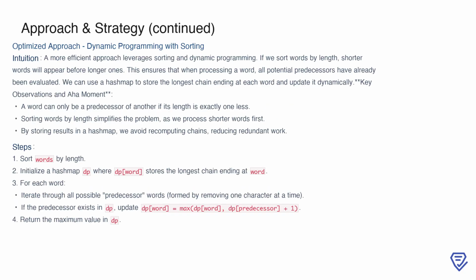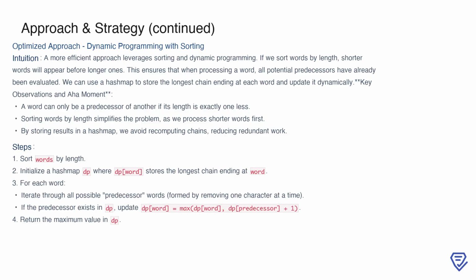A more efficient way to solve the problem is by using a dynamic programming approach combined with sorting. The key insight here is that sorting the words by their lengths allows us to process shorter words before longer ones, which ensures that any potential predecessor of a word is evaluated before the word itself.